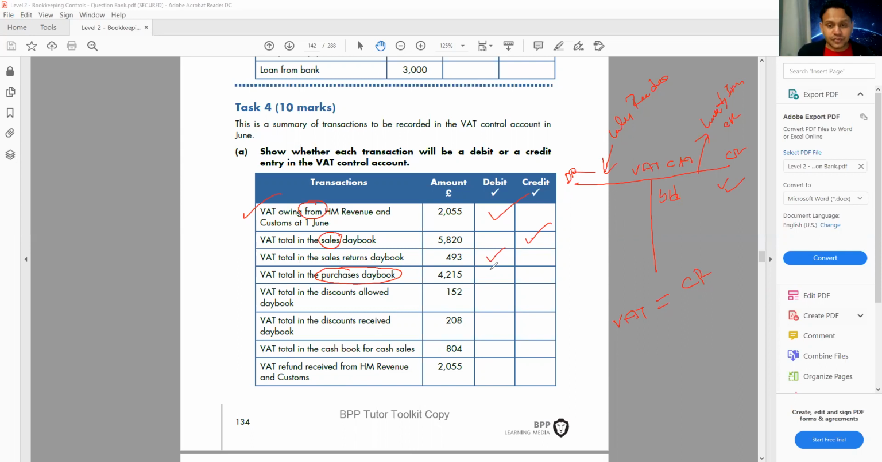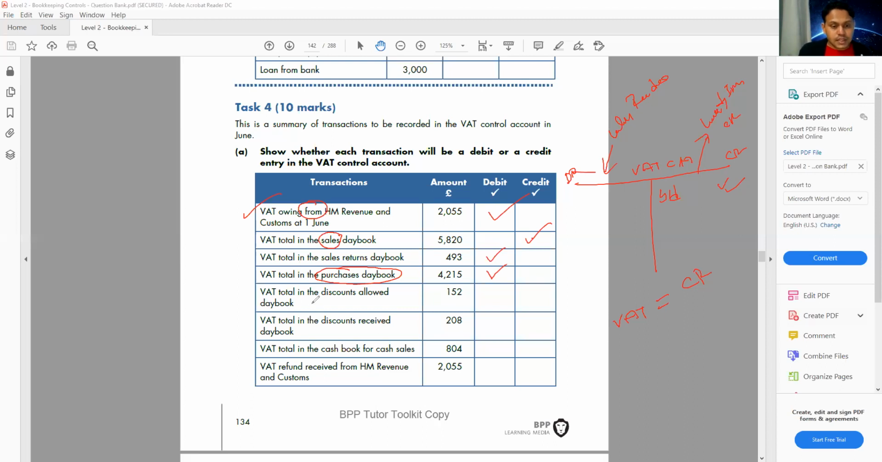That's my input VAT, so that is debit. Because any VAT I paid, I'm not going to pay this one again. So that will reduce my liability. Whatever VAT is outstanding is due. Any VAT I paid, I'm going to minus from my total liability. So that will reduce my liability, and that's why it is debit.